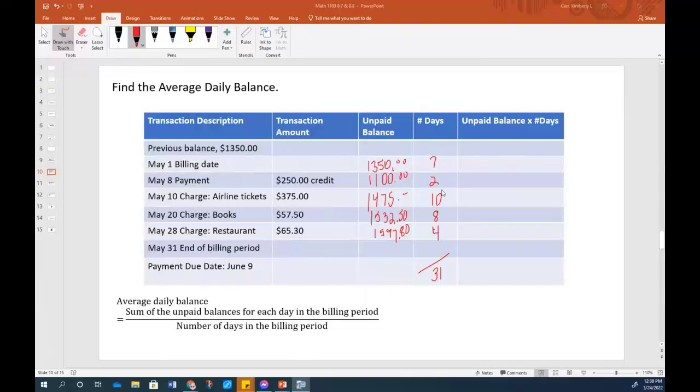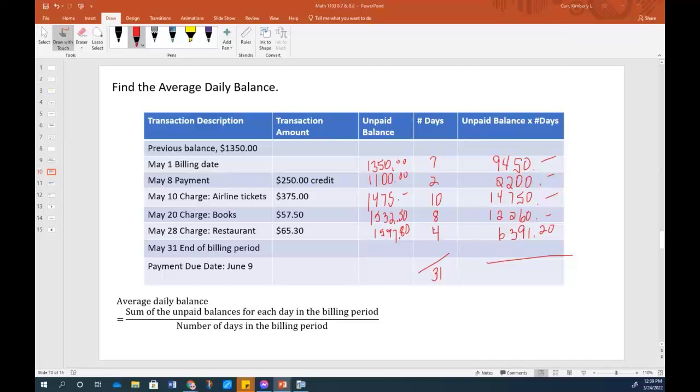So the first one is 9,450. Then we have 2,200. Then 14,750. Then 12,260. And then 6,391 and 20 cents. Okay, so now we know the unpaid balance times the number of days we had that balance. What we're going to do next is actually add that up, because if you look here, when we calculate our average daily balance, you have to add all of the unpaid balances and then divide it by the number of days in the billing period.